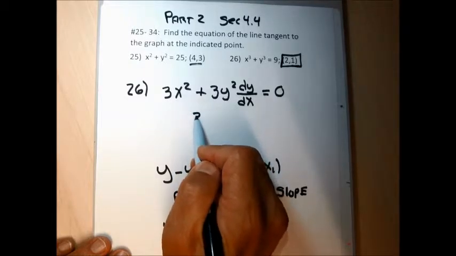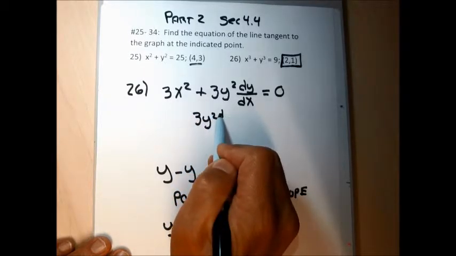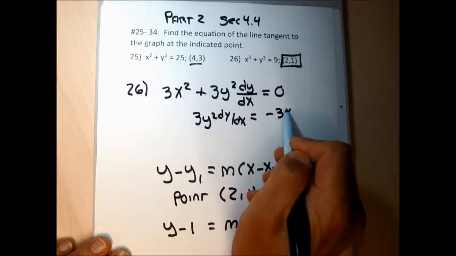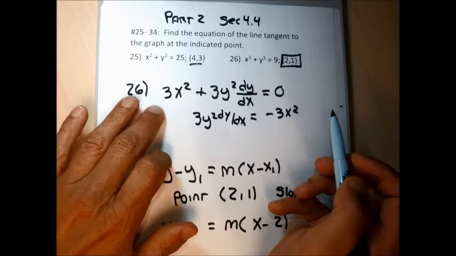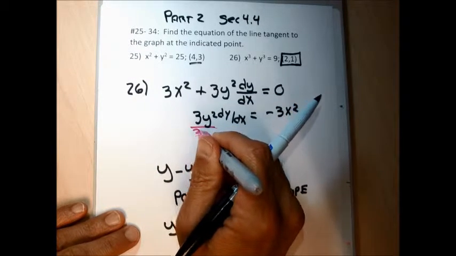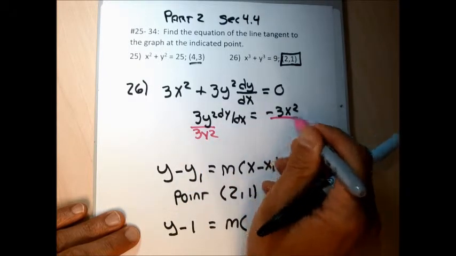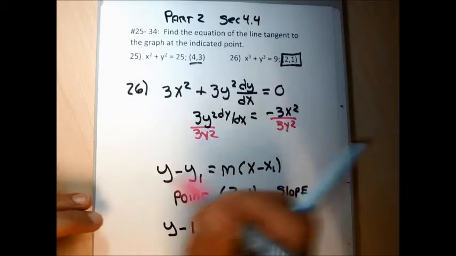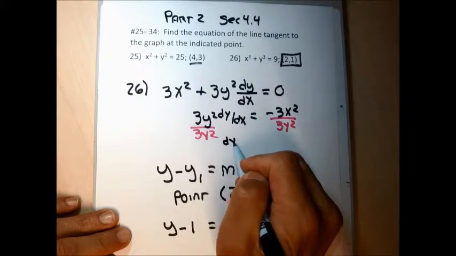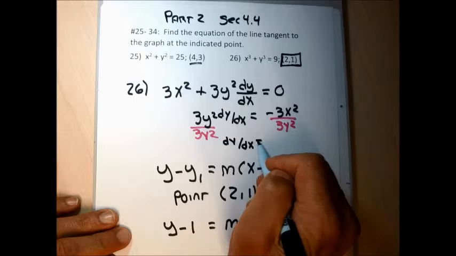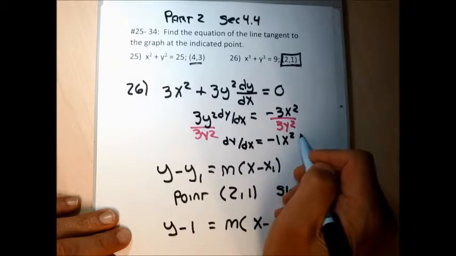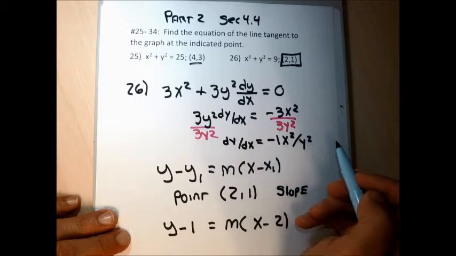So I'm going to get 3y squared dy/dx equals negative 3x squared. That's just subtracting 3x squared from both sides. And now I'm going to divide both sides by 3y squared. The 3's are going to cancel, but I'm still going to be left with a negative. So I'm going to get dy/dx equals, I'm going to put a negative 1 here so I don't mess up. dy/dx equals negative 1 x squared over y squared.